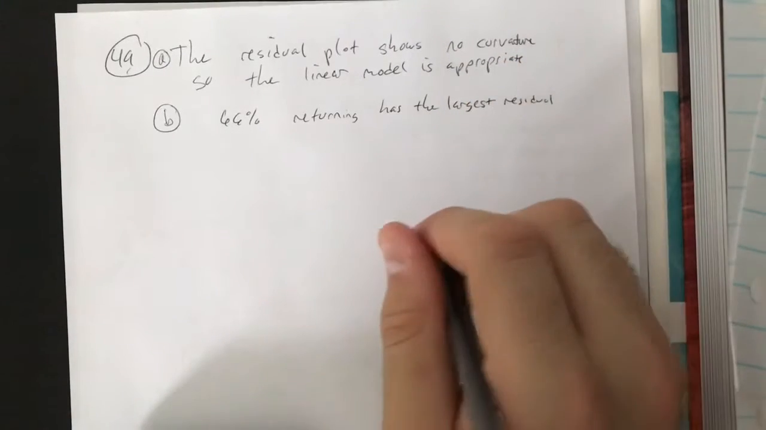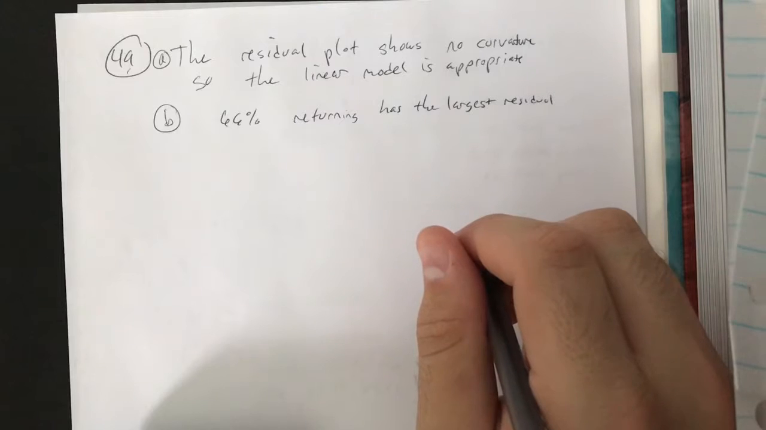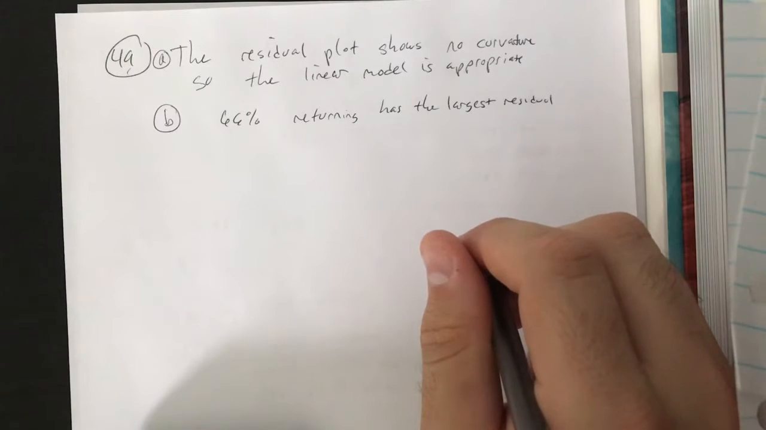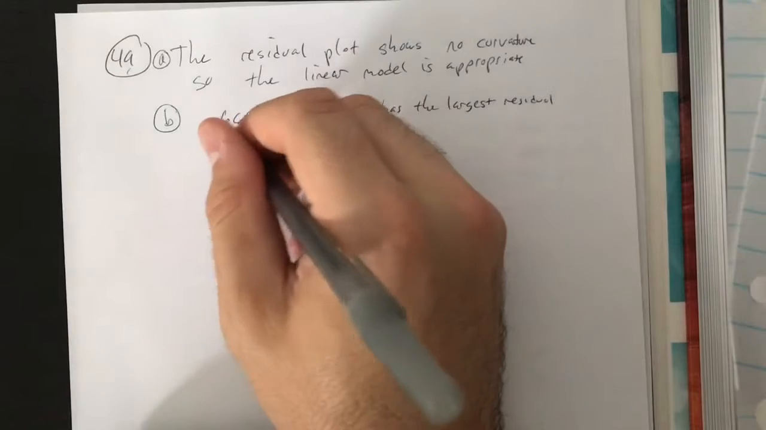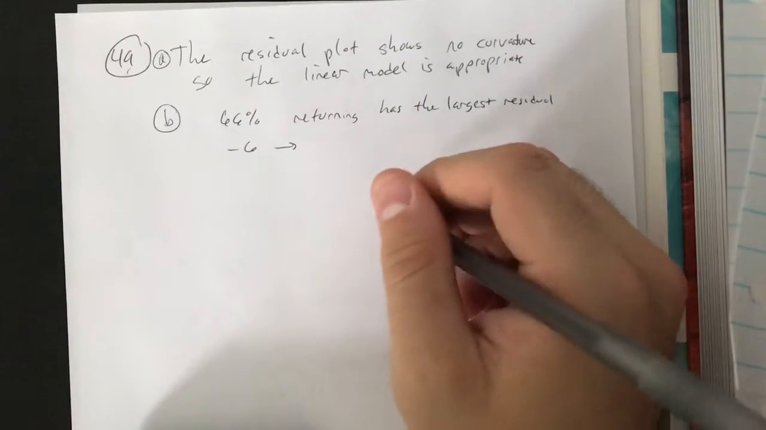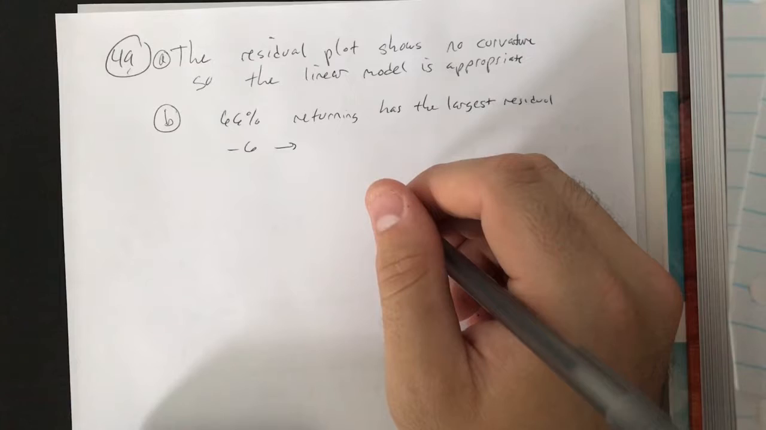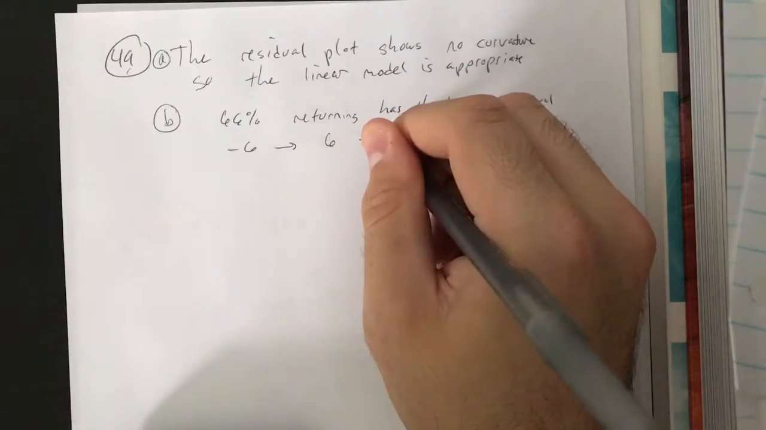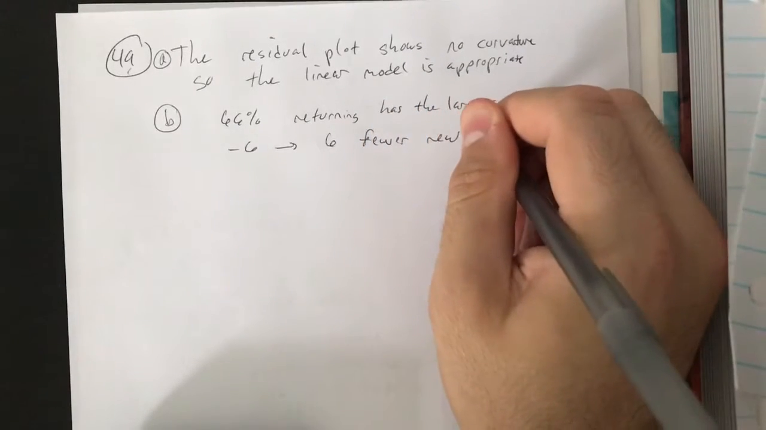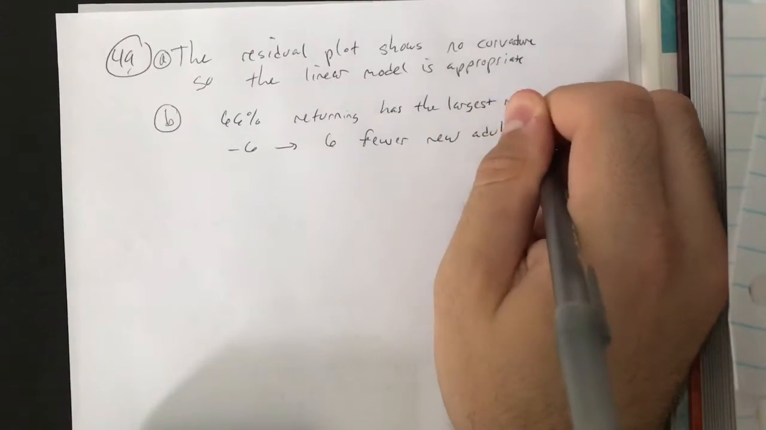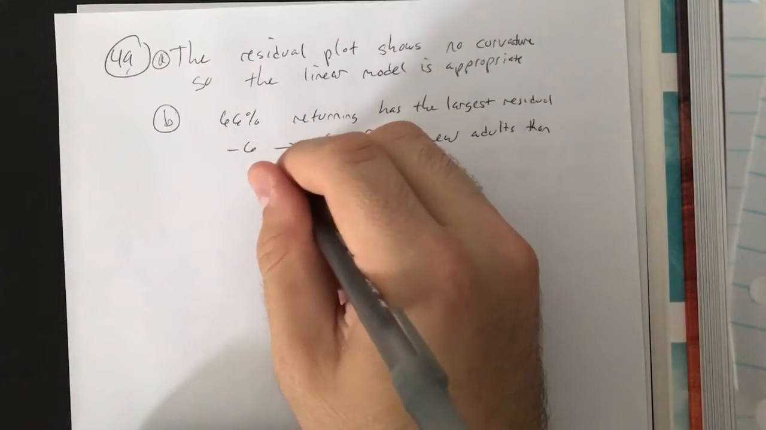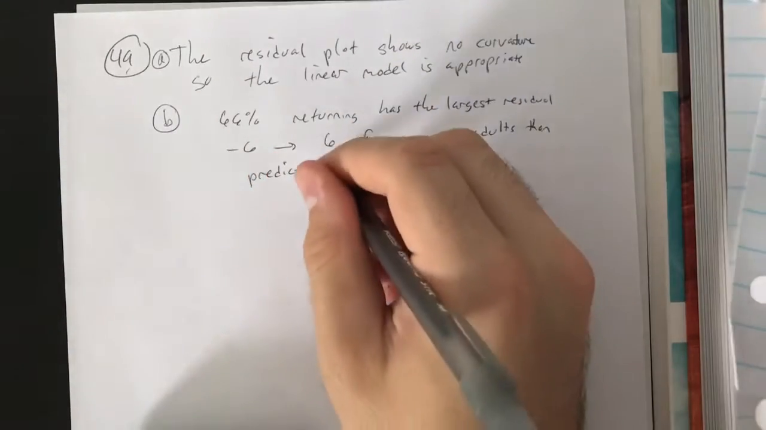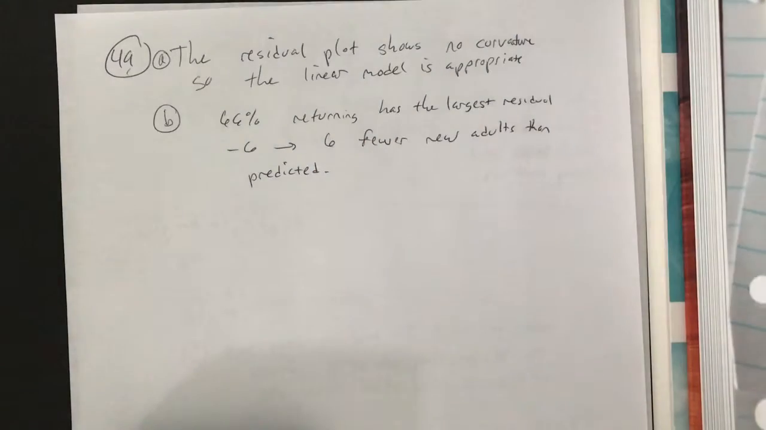So this means that the colony with 66% returning birds has about 6 fewer new adults than predicted based on the percent returning. So that residual of -6 means the colony with that many percent returning has 6 fewer new adults than predicted. So when you have that negative residual, it's less than expected based on the model itself. Okay.